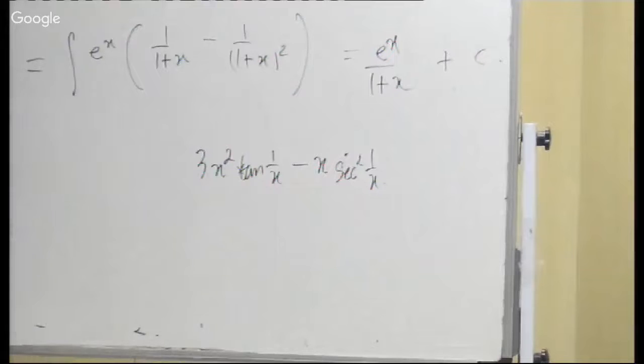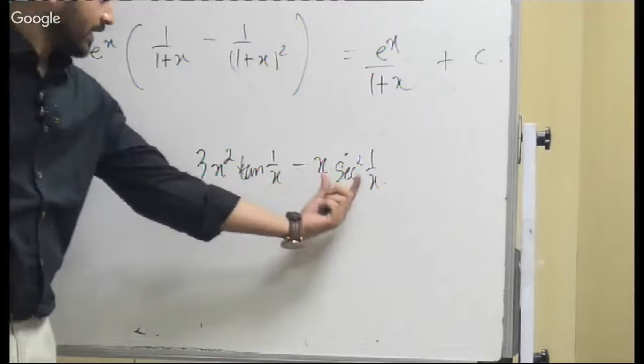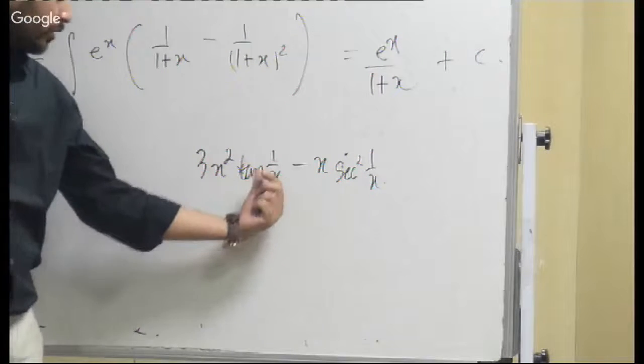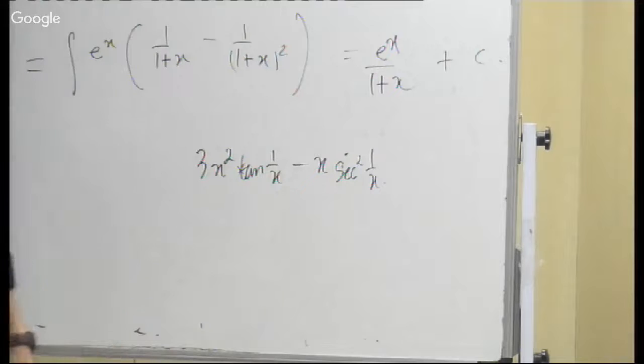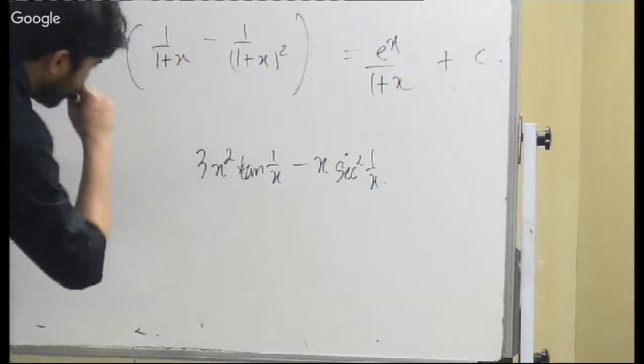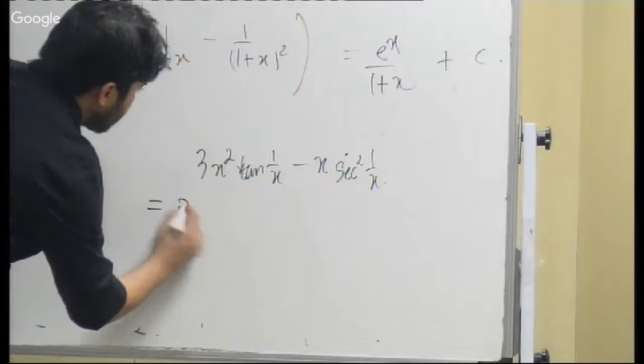Integration. Now I see the integration of tan(1/x) is sec square(1/x) plus into something more should be there, right? What is the differentiation of 1/x? Minus 1 by x square. So I am going to say that I have to integrate this, right?